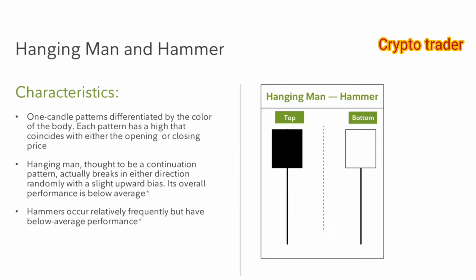Hanging man and hammer. Characteristics: one candle patterns differentiated by the color of the body. Each pattern has a high that coincides with either the opening or closing price. Hanging man, thought to be a continuation pattern, actually breaks in either direction randomly with a slight upward bias. Its overall performance is below average. Hammers occur relatively frequently but have small performance.